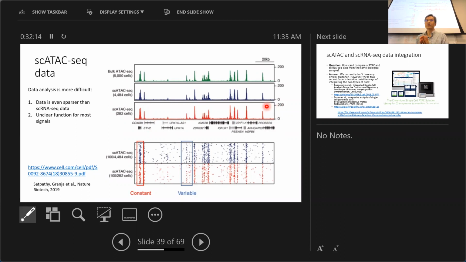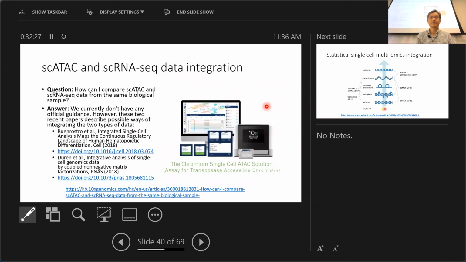But how can you use that information to answer the biological question? That's another story, okay? Yeah, it's a very difficult problem, I can tell. So now all the labs are still busy generating data, but very few of them can really use the information we collected, okay?